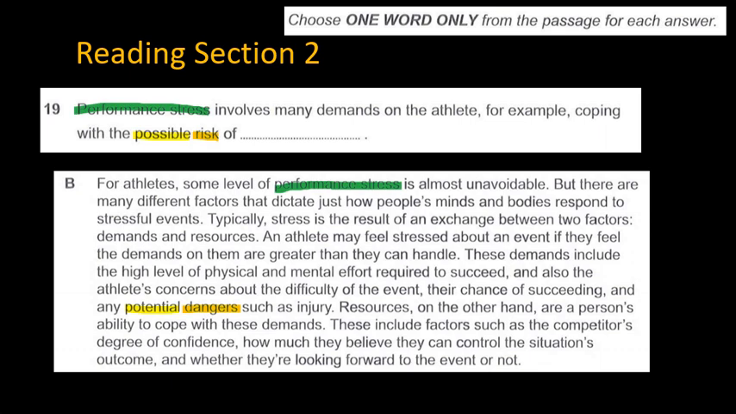Performance stress there in green, so we know we're in the right place. But possible, potential risk, dangers of injury. So they might hurt themselves. That's what it's saying. If they're competing under stress, injury is the correct answer there.